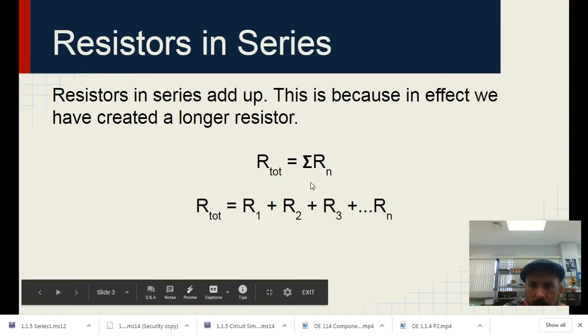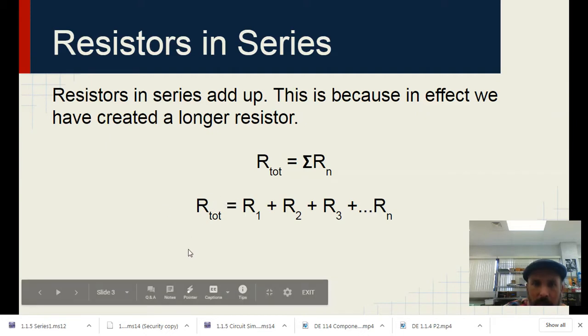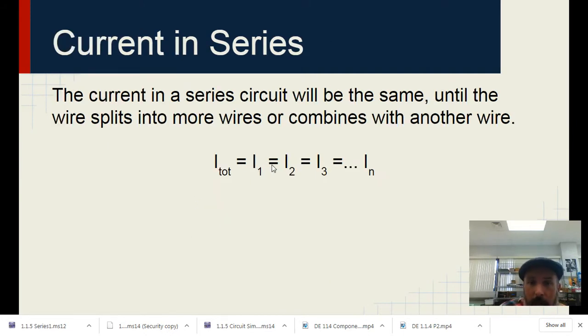The total resistance in a series circuit is the sum of, this is sigma from the Greek, the resistors. So you add up all the resistors in a series circuit, and that is your total resistance. The current is the same at all points. I, as you recall, is the current in amps.